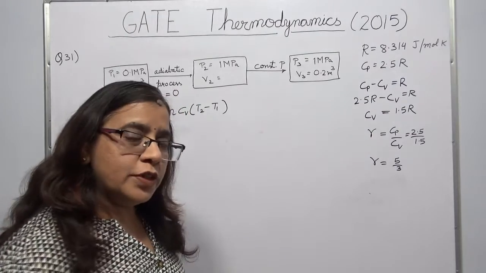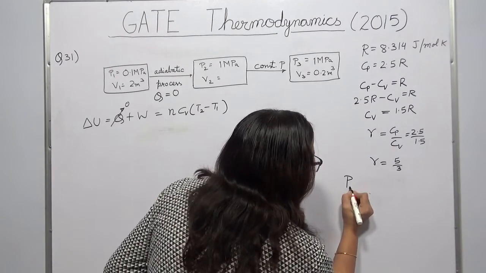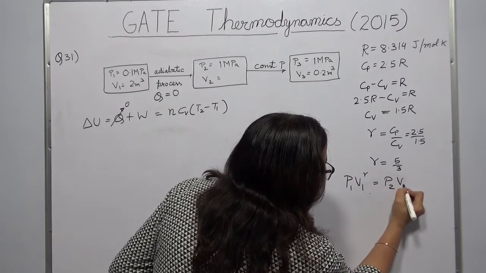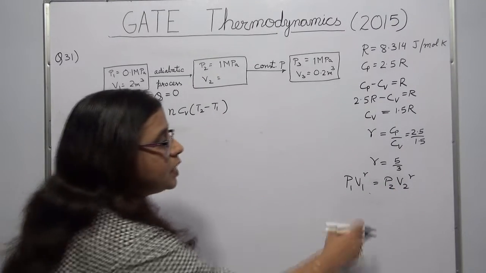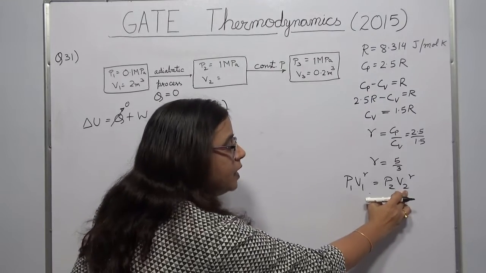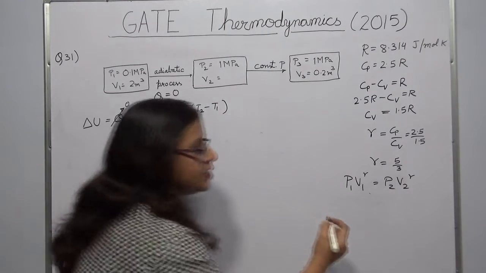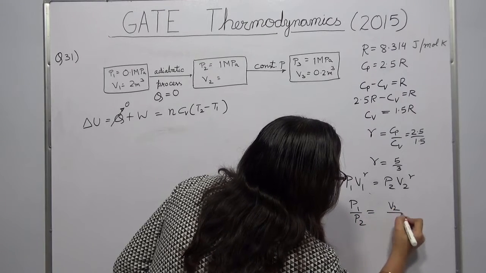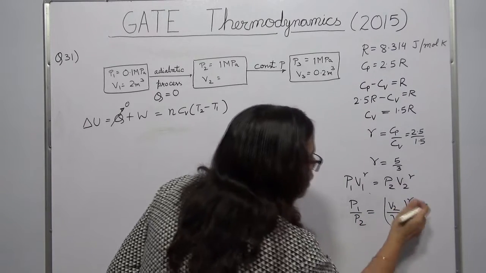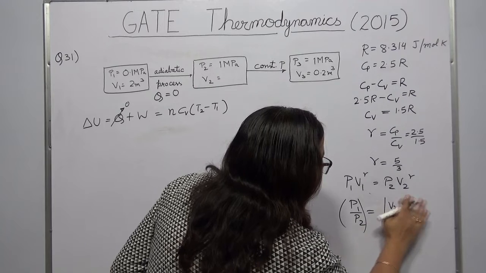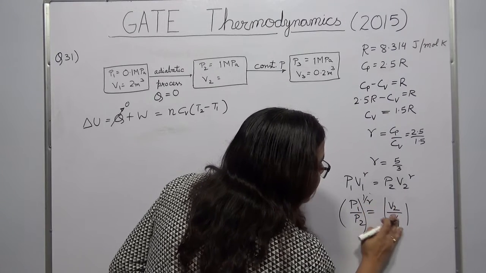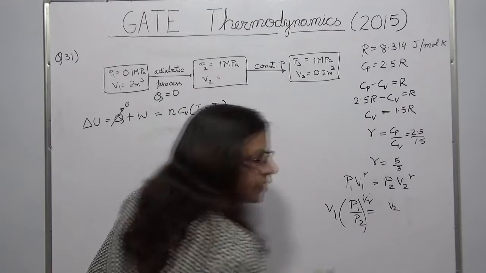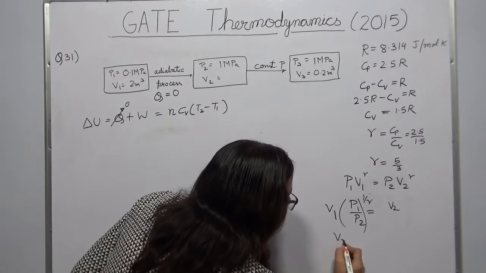Further, you know that because this is an adiabatic process, I can write P1 V1 raised to gamma is equal to P2 V2 raised to gamma. So this equation I am going to use to find my V2. Let's rearrange this equation. It will be P1 by P2 equal to V2 by V1 raised to gamma. If I take gamma over to this side, it will be 1 upon gamma, and if I take V1 on this side, I get the equation to calculate my V2. Put everything over here and find V2.